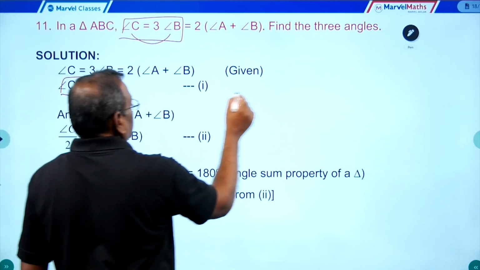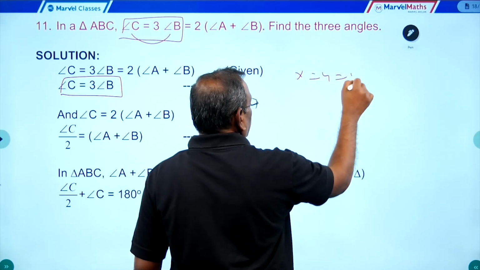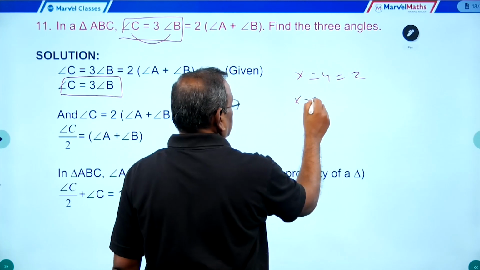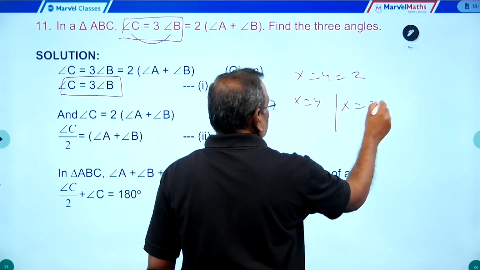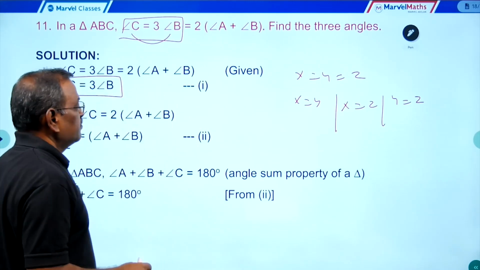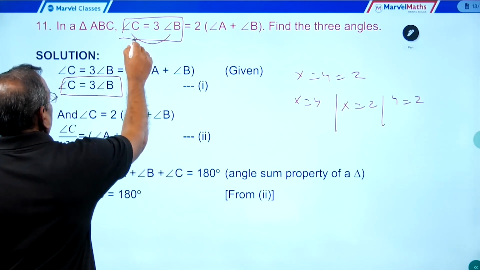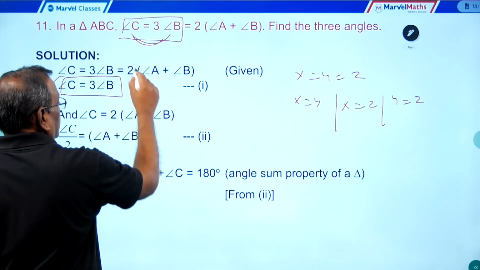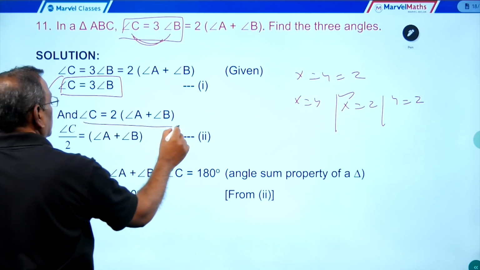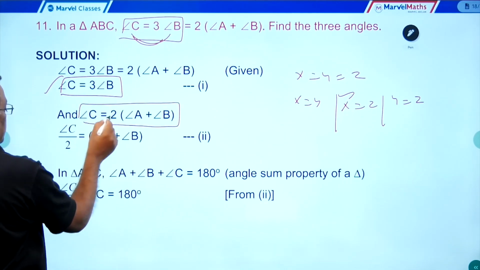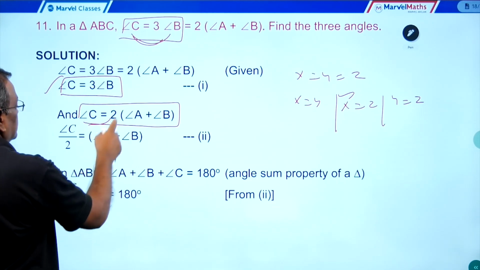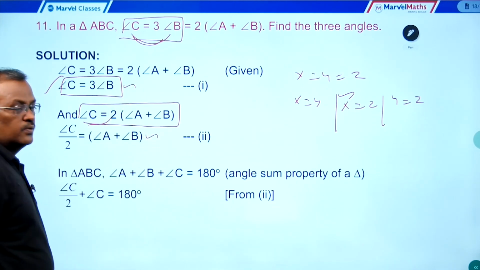And take the second condition. If I write x equal to y equal to z, I have 3 options: x equal to y, x equal to z, y equal to z. So I can take any two cases. So first equal to second, C equal to 3B, and first equal to third, C equal to twice of A plus B. So C by 2 equal to A plus B. Using these two conditions, this is equation 1 and equation 2.